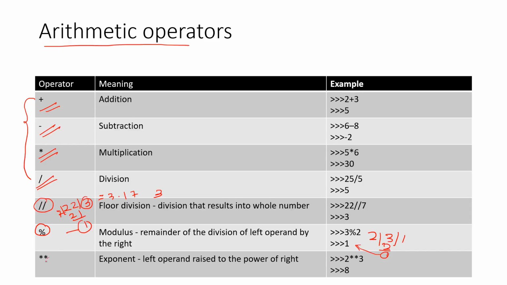This symbol, represented by 2 asterisk symbols, means exponential power. So 2 to the power 3 is represented by 2 double asterisk 3, which is equal to 2 into 2 into 2, which is 8 in this case. Let's go and see it in Python.